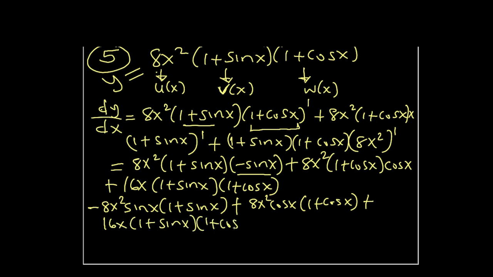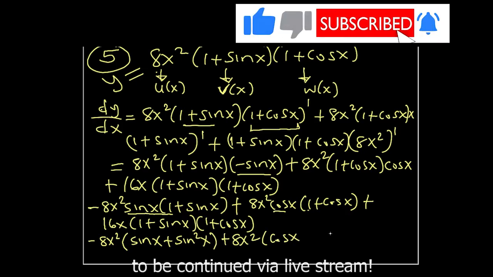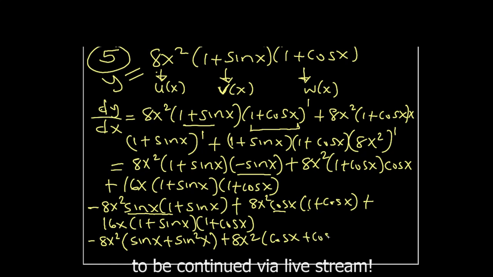We're going to do something here. This one, 8x squared is here. You can expand this one, and that will be equal to sin x plus sin²x. Okay, close the bracket. Then do the same thing also for the second one. 8x squared cos x times 1 as cos x, and then plus what? Plus cos²x.